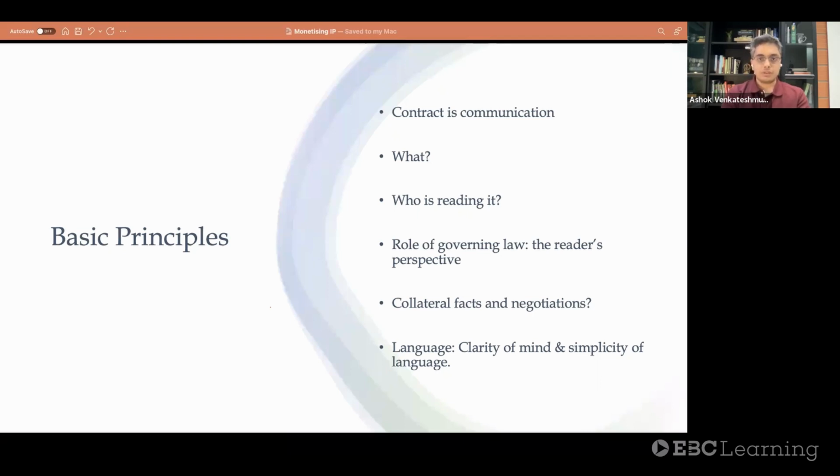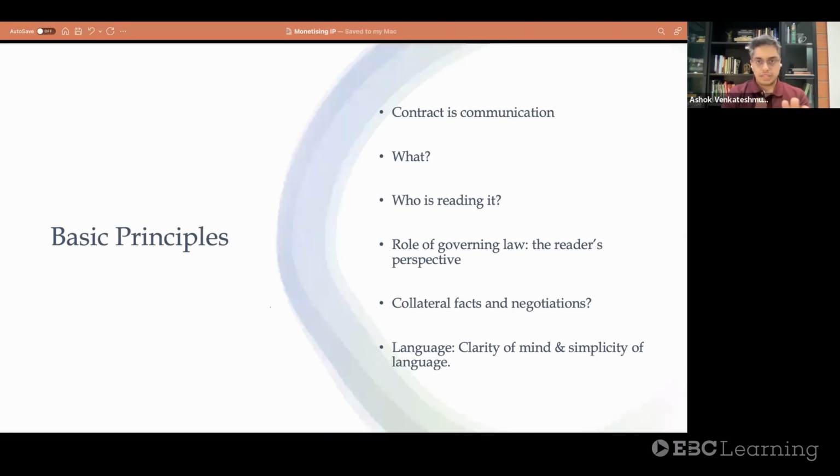So we have to remember that the only thing that will define a dispute between the parties, or the only thing that will define the rights and obligations of the parties, is the language of the agreement itself. Anything else will not aid or assist the parties in understanding or enforcing their respective rights and obligations.